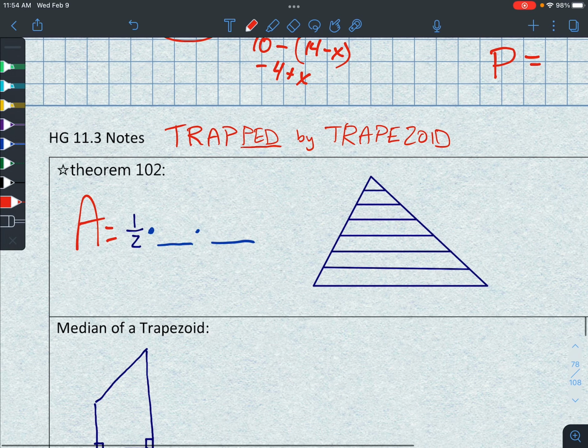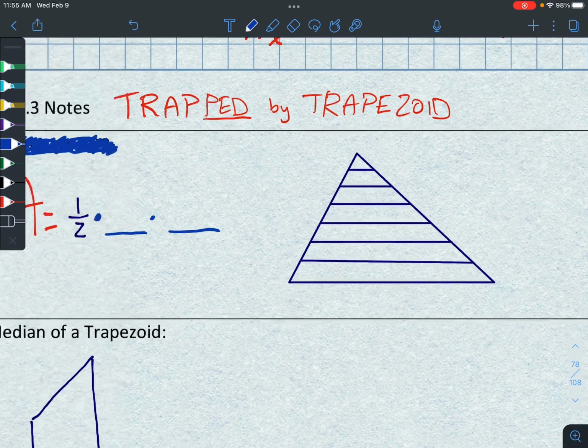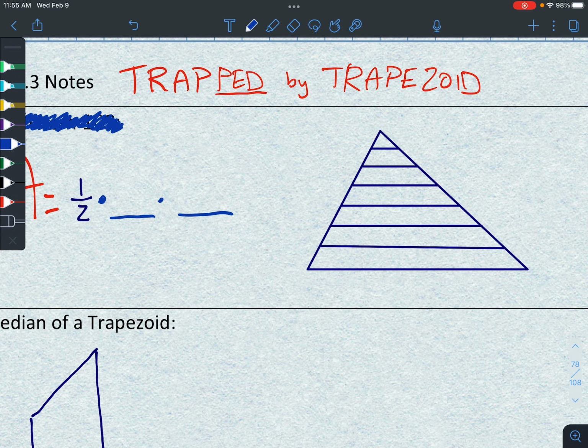So I think the best way to think about a trapezoid, well, I shouldn't say it's the best, one way to think about a trapezoid is it's just a special case of a triangle. And you may be saying, but Mr. Larson, how is it a triangle? I don't see a triangle. Well, you recall that a triangle is just base times height, right? My height in the shape is kind of obvious.